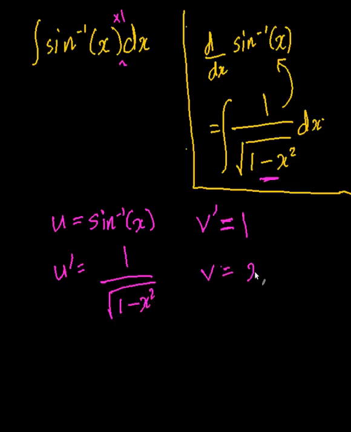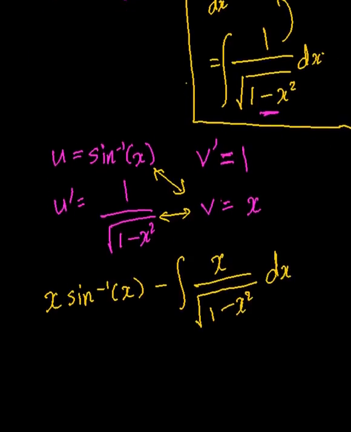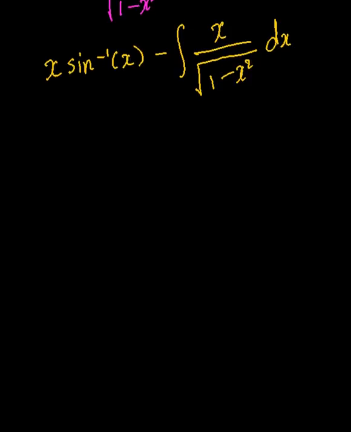v is then going to be equal to x, right? So now you do the usual thing that I told you before. You multiply the diagonal. So I will end up getting x sine inverse of x minus these two multiplied, but this time integrating that. So it will be x on square root of 1 minus x squared dx. Hopefully you can see already what to do now, right?